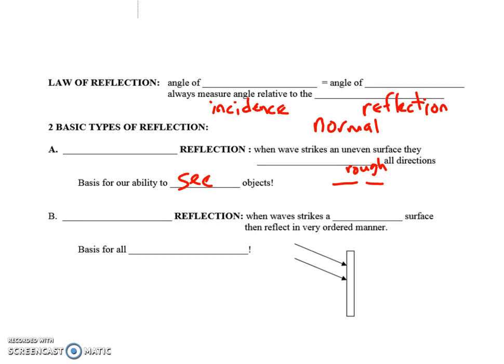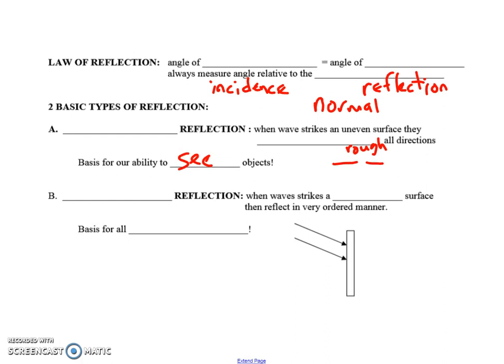Now, in contrast to diffuse reflection is called regular reflection. And regular reflection is when light strikes a very, very smooth surface. In other words, a mirror. Okay, and that's what makes mirrors mirrors, that the surfaces are very, very smooth. And they reflect in a very ordered manner. In other words, if rays come in parallel, they'll go out parallel. And this is the basis for all mirrors.